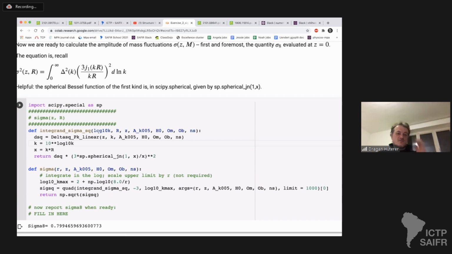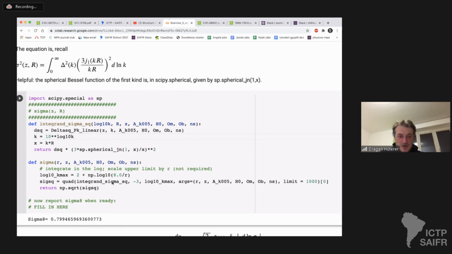So notice a few things. First of all, I'm giving memorable names to all the variables. And then you can see that I'm going to be integrating this expression in log k, which is why you want to pass maybe log base 10 of k. And then 10 to that is just k. You'll need k because kr is going to be this argument, okay? And so I think this takes care of my integrand.